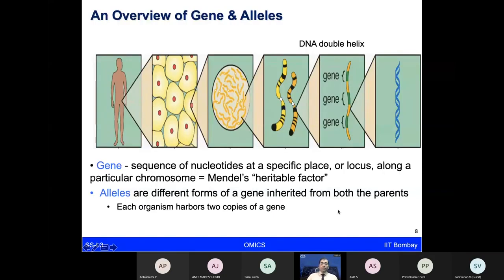Yeah, so genes are sequences of nucleotides at a specific place, or locus, where they are located on the chromosomes, like in this case here. And Mendel thought that those are heritable factors which can be passed on from the parents to the offspring. Even for the same gene, there could be different alleles which show variation. The same gene is inherited, but we take it from both parents. So for the eye color, for example, the same gene is inherited from both parents, and the alleles for that gene are harbored and show up as two copies of that gene.